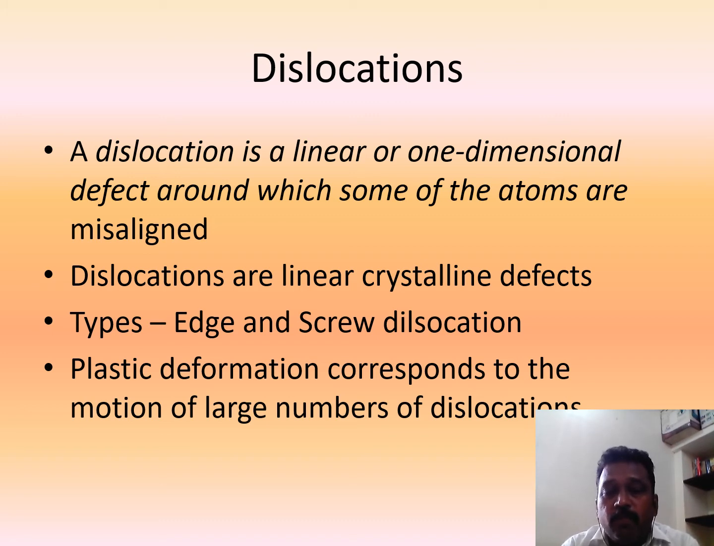So the plastic deformation corresponds to the motion of a large number of dislocations. Why does the plastic deformation happen? Because of the dislocations only, the deformation happens. That is actually a defect. So due to the defect only, we are straining the material. So that is by dislocations.